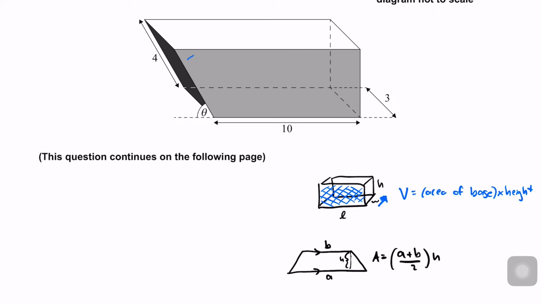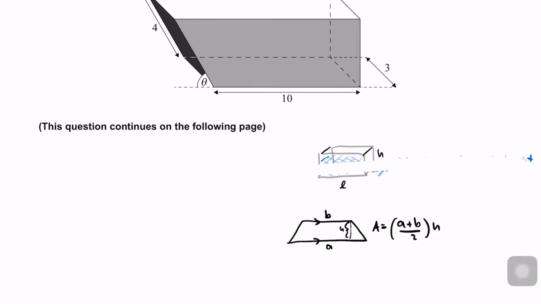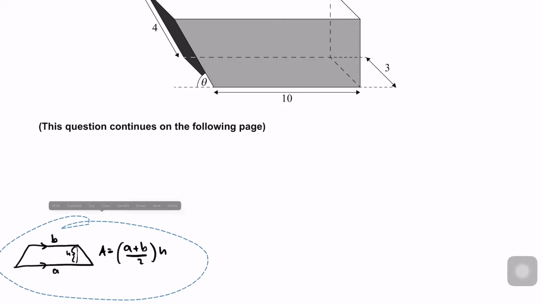So if we can find the area of this face right here, and then multiply by its extension, that is to say by 3, then we can find the volume. So let's go ahead and see if we can do that. I might actually leave this just because I think it will be helpful.